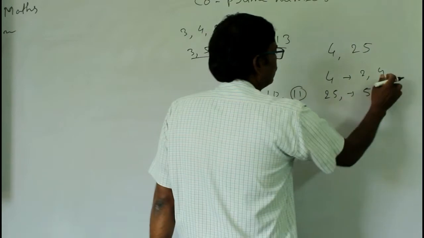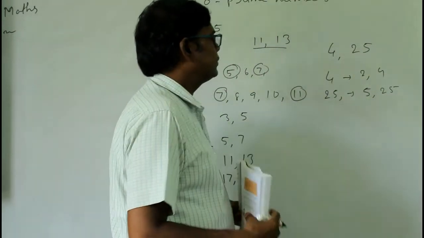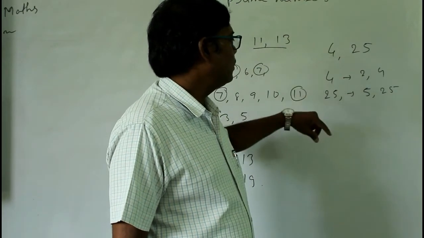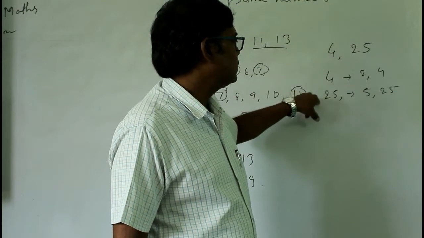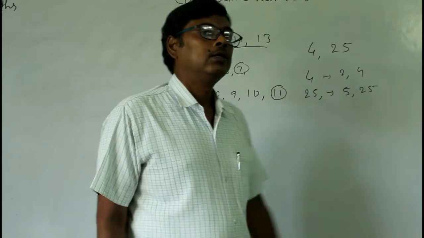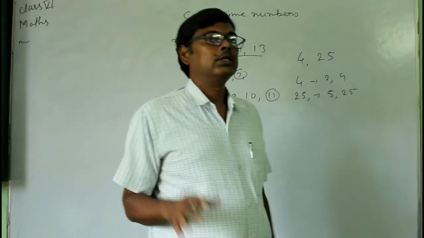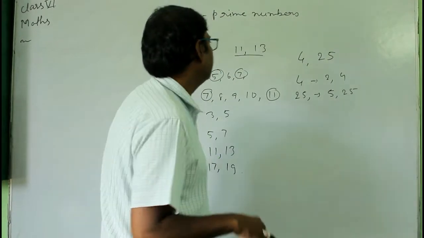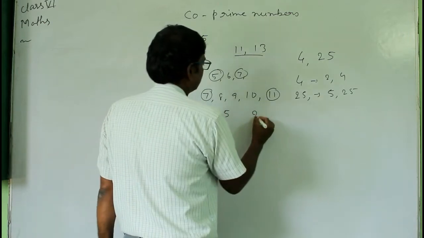So here 2 and 4, and 5 and 25. Now you see that there is nothing common between the factors of this and this. यहाँ पर कुछ भी common नहीं है, and that is why 4 and 25 are co-prime numbers. Okay, so you must remember the definition clearly. So now write the answer of this question number 2.